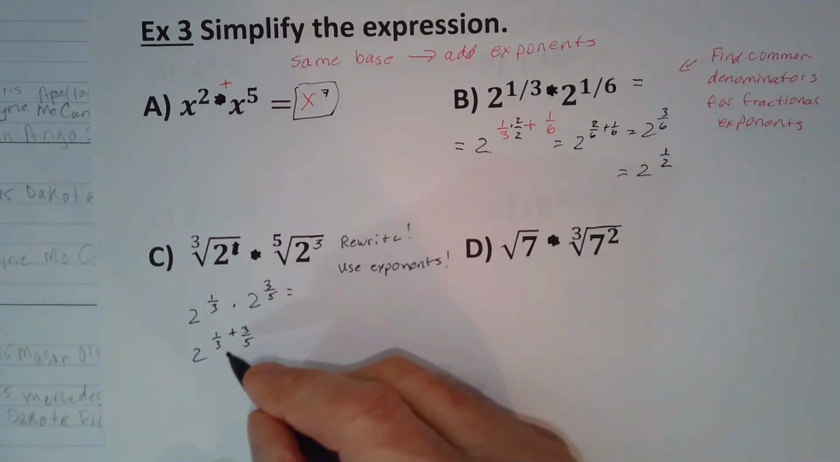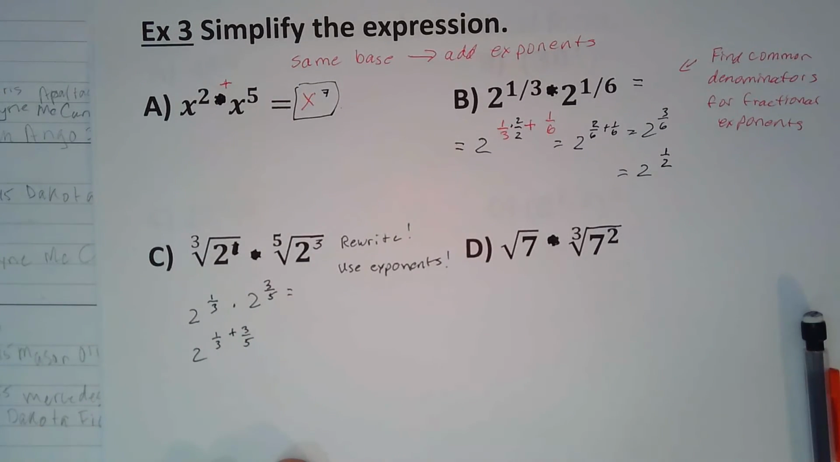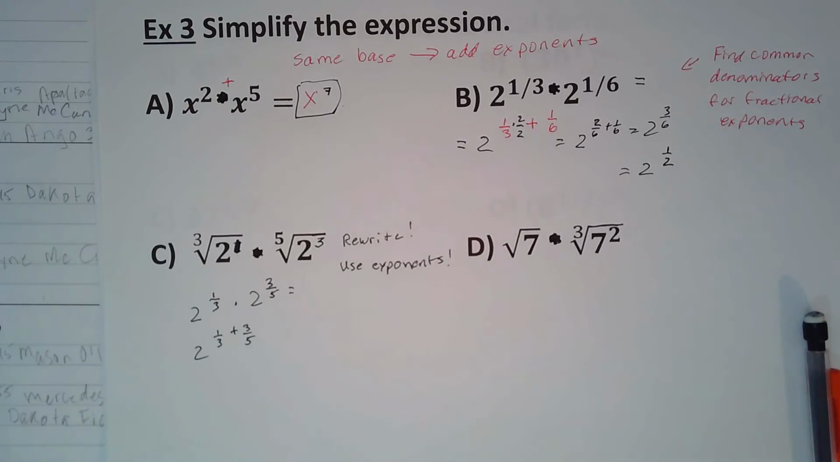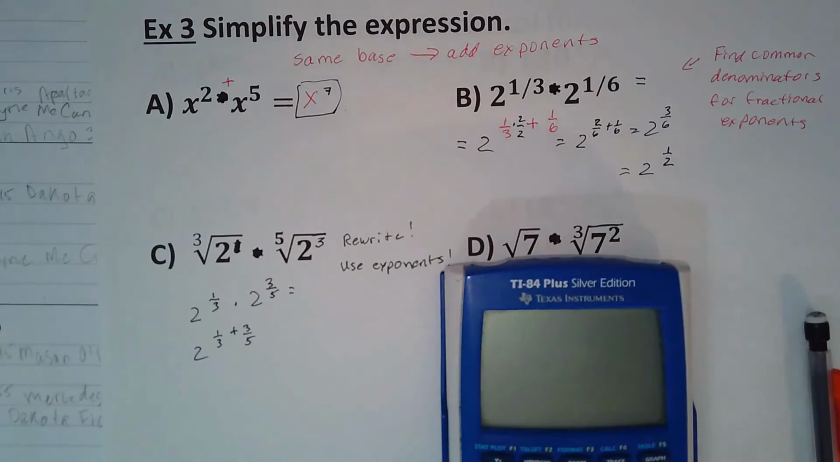And so it looks like we're going to have to multiply, well, what could we do? Let's think about this. We could simplify this. We could, you know, multiply this times 5 over 5, and this times 3 over 3, and we could go through all of that. But could we use our calculators? Well, let's find out.